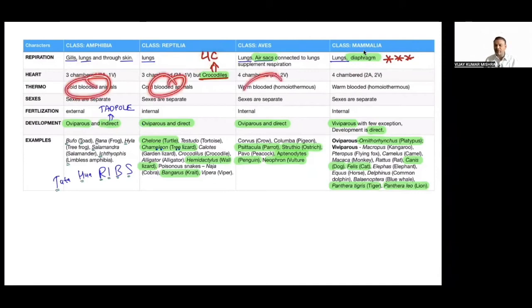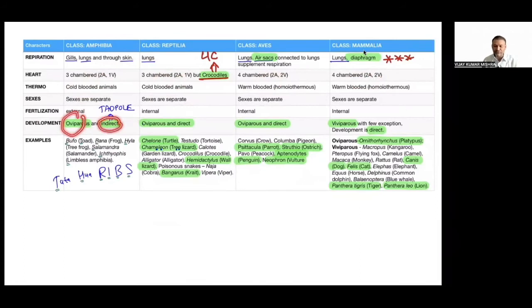Cold-blooded, warm-blooded. Cold-blooded means they cannot maintain their body temperature constant. But birds and mammals both can maintain their body temperature constant, whatever the surrounding temperature may be. Development is oviparous, meaning egg laying.